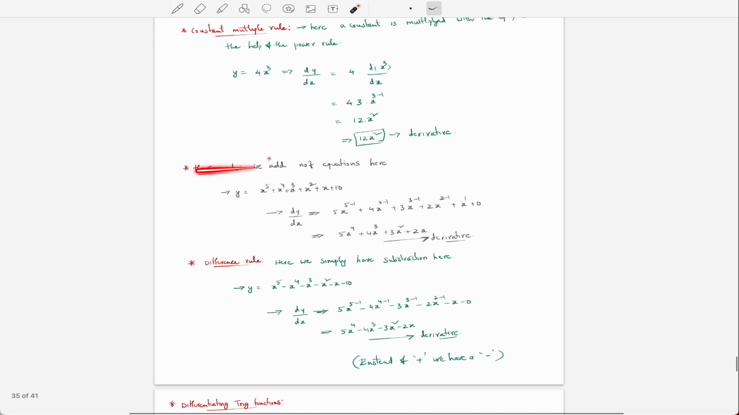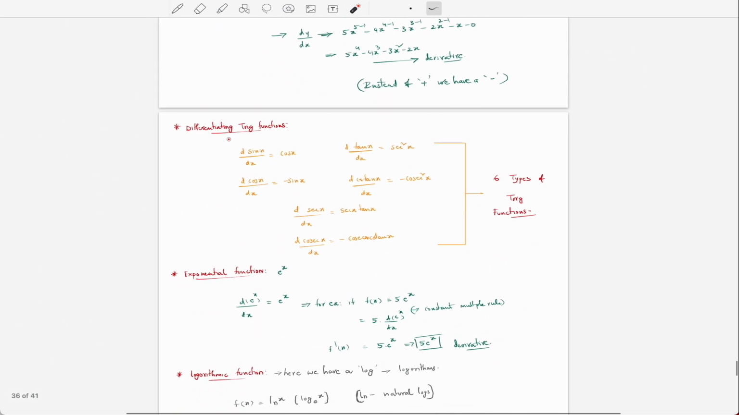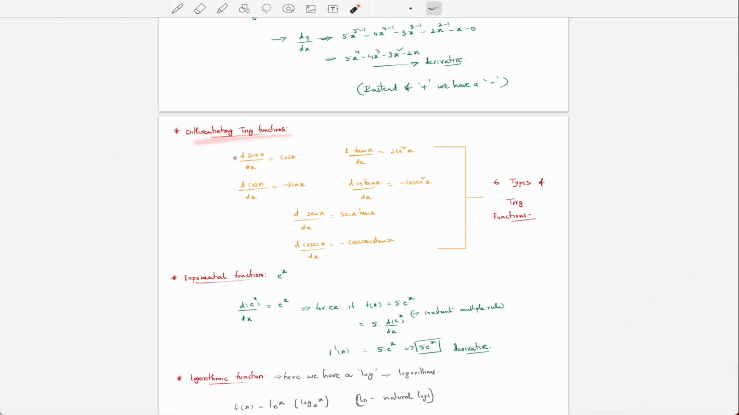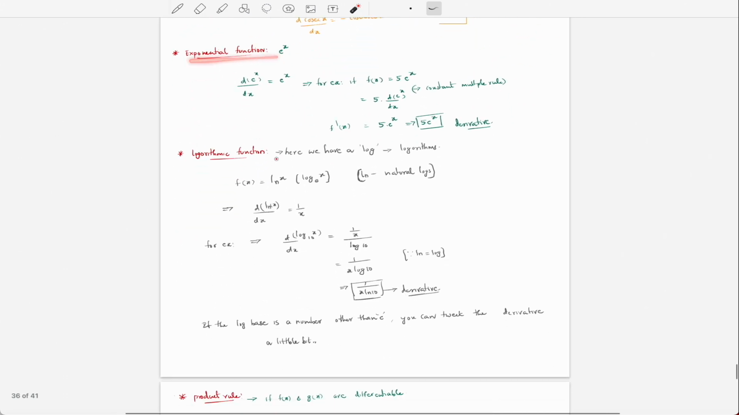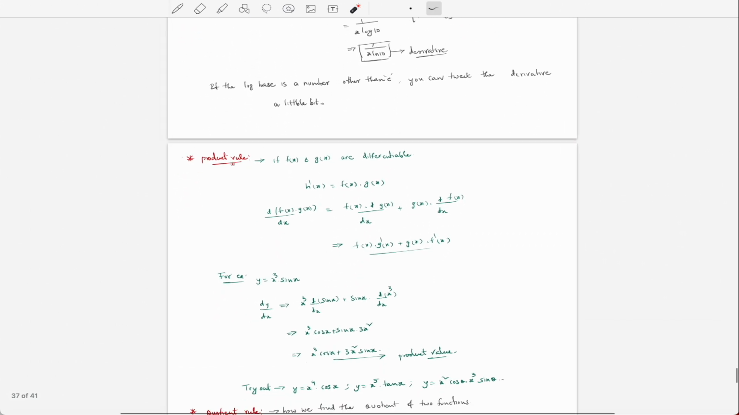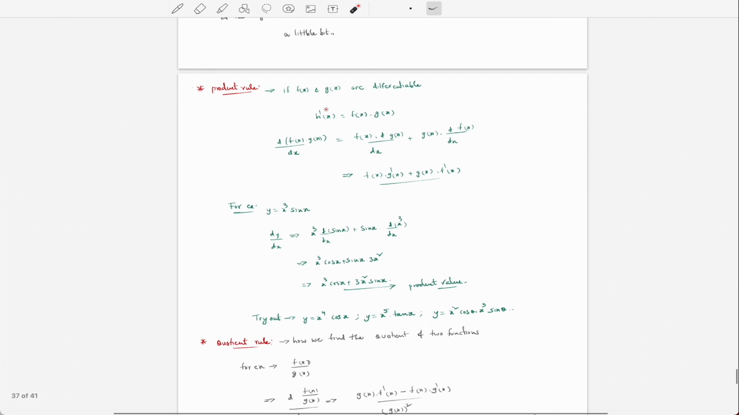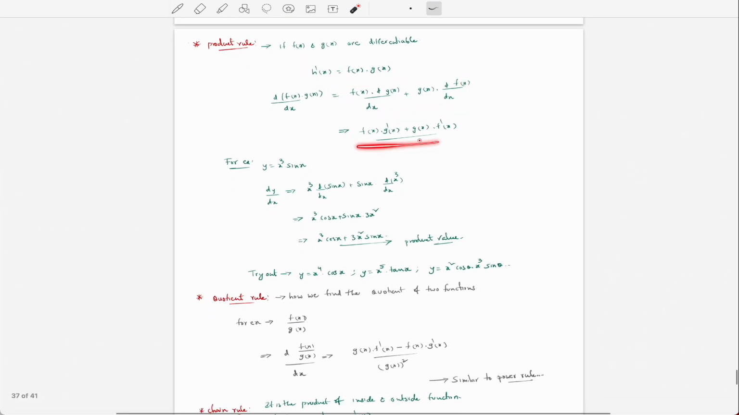And we have the sum rule, where we add the equations, and subtraction over here, and the differentiation of trig functions. This is a vast topic to discuss, but I wanted you to explore it on your own so that it will be easy for you to understand. And we have exponential functions and logarithmic functions, how we find the logs and so on. And we have the product rule, how we take the product of two functions and what the formula is to find the derivative of that function.